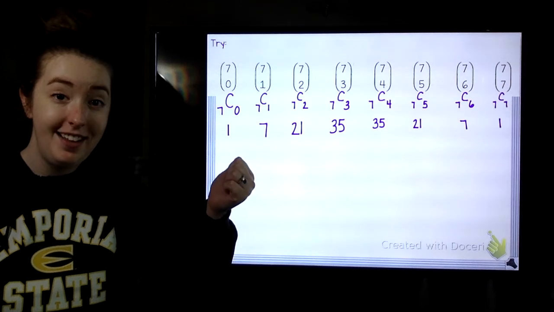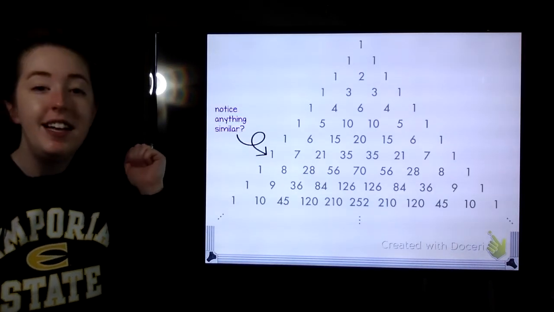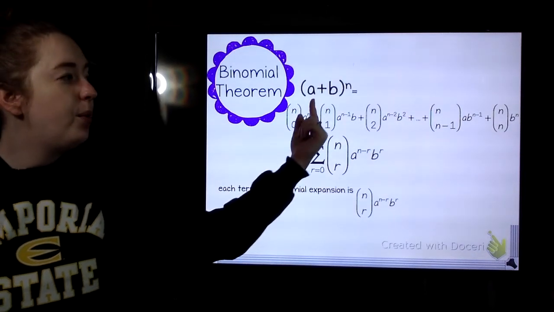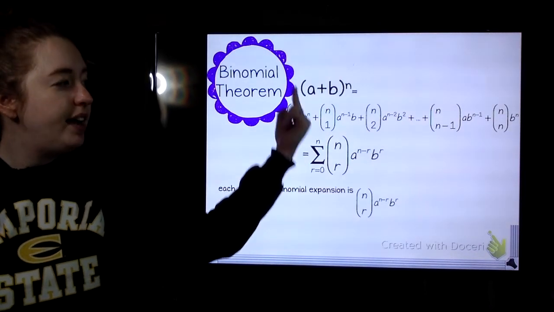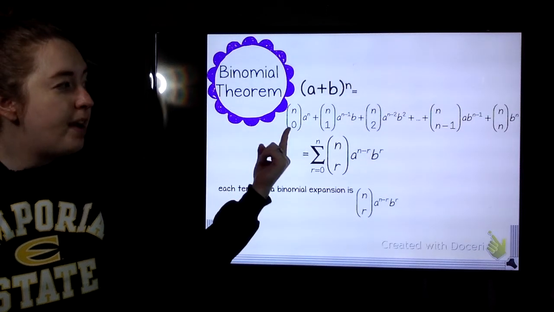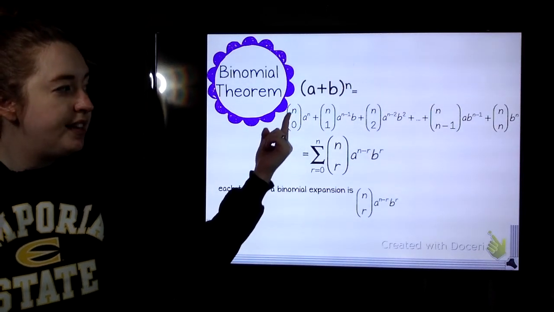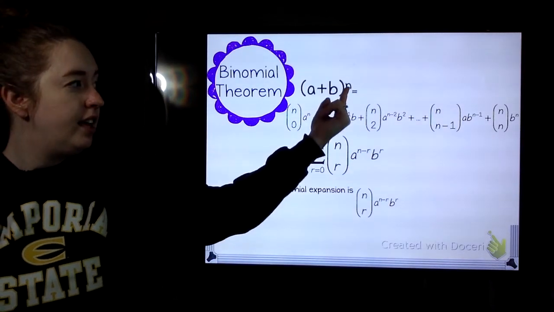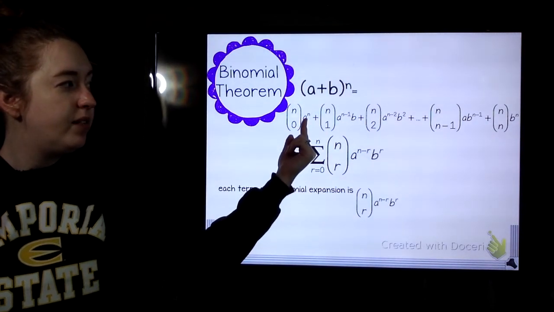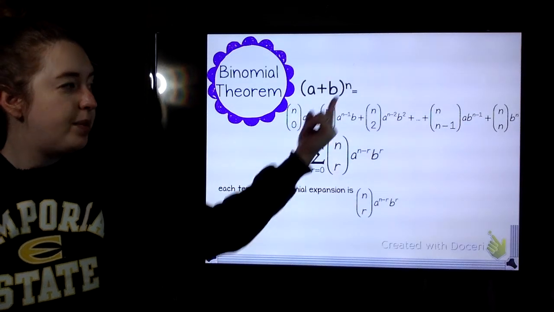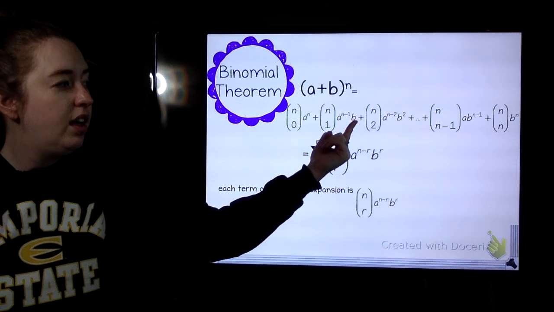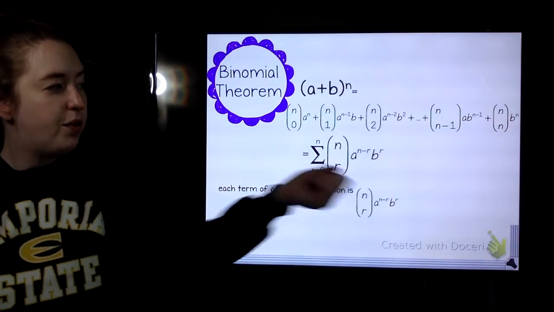All right? So here is our binomial theorem. When I have a binomial to a power, my first term is going to be that power choose 0, the first term to the power on your binomial. Then the power on your binomial choose 1, and so on and so forth.